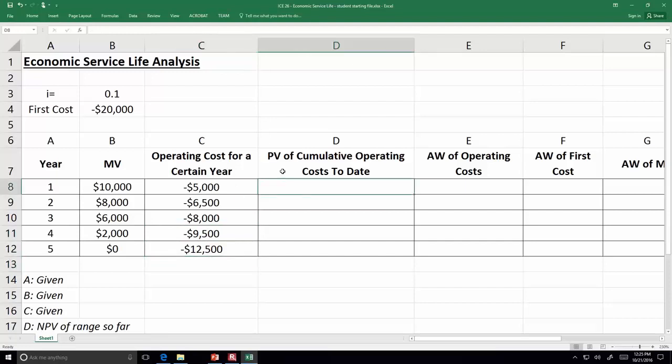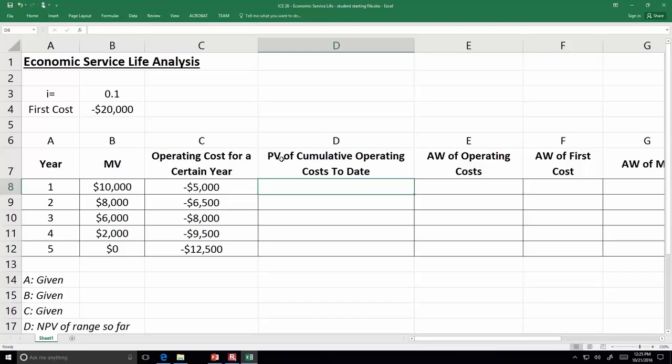Okay, so the first thing we need to do in column D is find the present value of the cumulative operating costs to date. Cumulative means that you include this year and all the years before it. So in year one, your operating costs are only $5,000. But in year two, your cumulative operating costs are the $5,000 you paid at the end of year one and the $6,500 that you paid at the end of year two. So, by extension, cumulative for year three means the $8,000 and the costs above it.